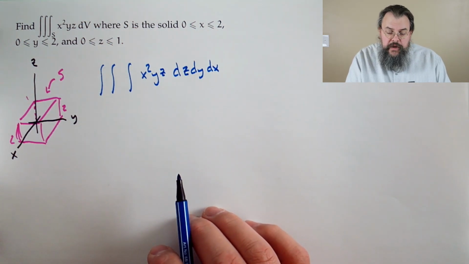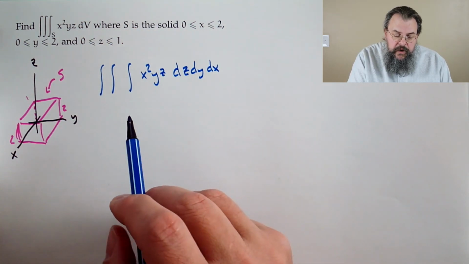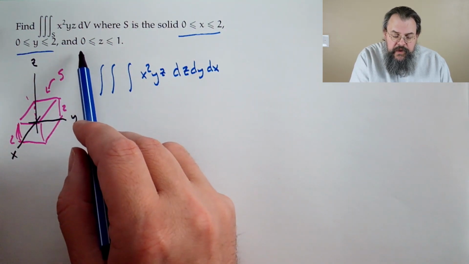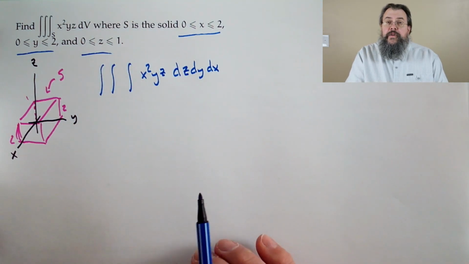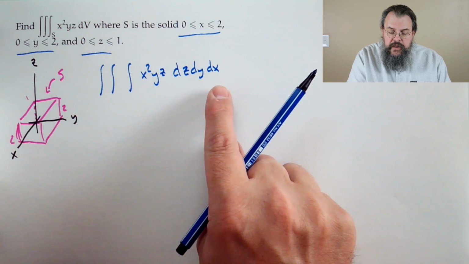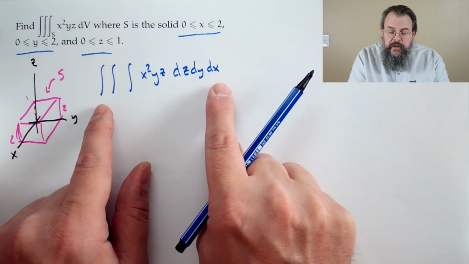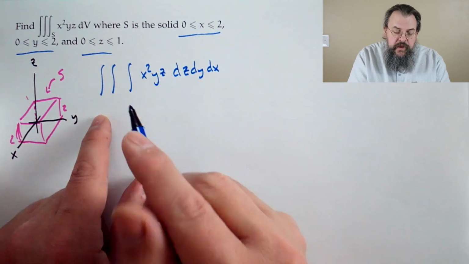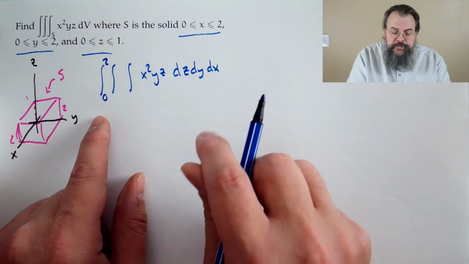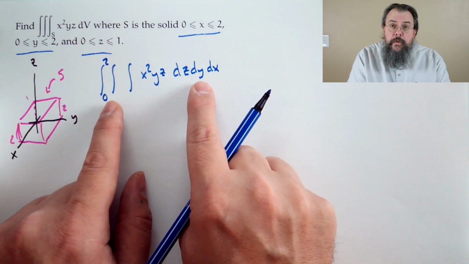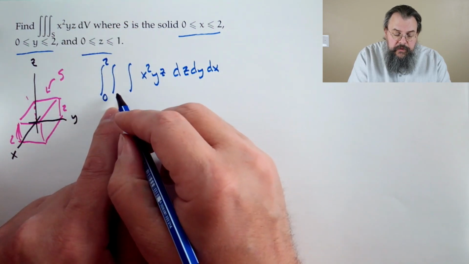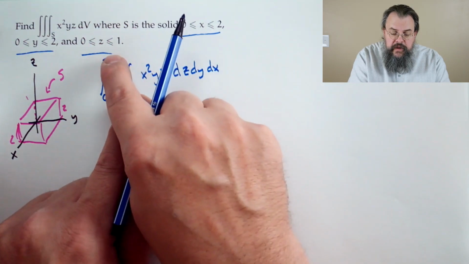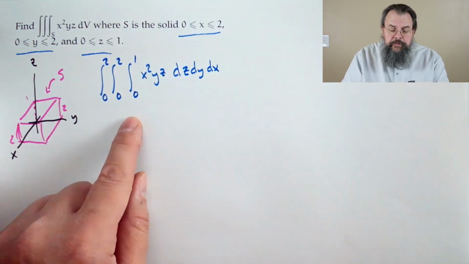Now, how do we figure it out? Well, we can think about how we describe our region. We have our description: 0 less than or equal to x less than or equal to 2, 0 less than or equal to y less than or equal to 2, 0 less than or equal to z less than or equal to 1. So if we just pair our bounds up, the outside bounds, the x bounds, because it's dx, are 0, 2. Next layer in, these are y bounds. Y is going from 0 to 2. And the next layer in, those are z bounds. And z goes 0, 1.